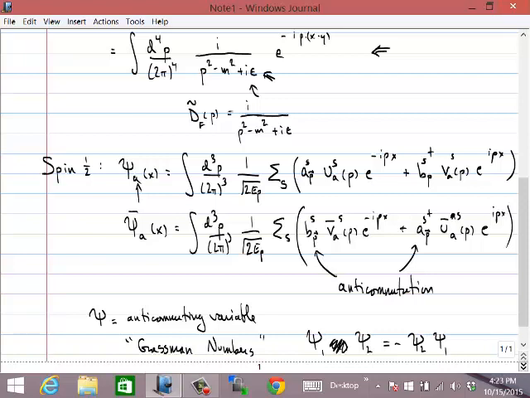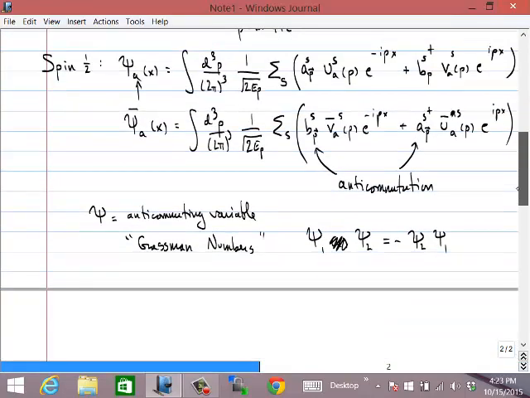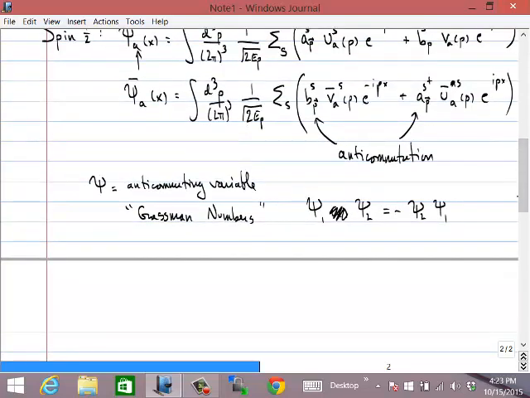So just as with the scalar field, the basic observable that we're interested in studying is the 2-point function.